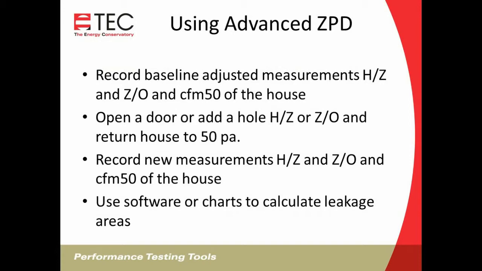So remember, when we're using advanced zone pressure diagnostics, we're going to be recording a baseline adjusted house to zone, zone to outside, and CFM 50 of the house. We're going to open a door or add a hole either between the house and zone or the zone and the outside and return the house to 50. Then we'll record new measurements: house to zone, zone to outside, and CFM 50 of the house. And then we'll use software or charts to calculate the leakage area. In this example, we're going to show how to gather the information required to enter it into the zone pressure diagnostic calculation utility.